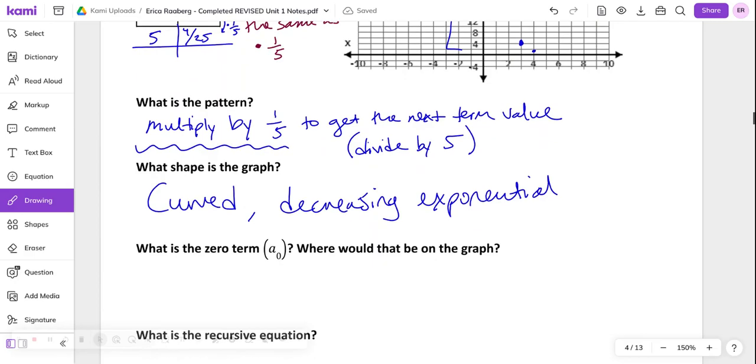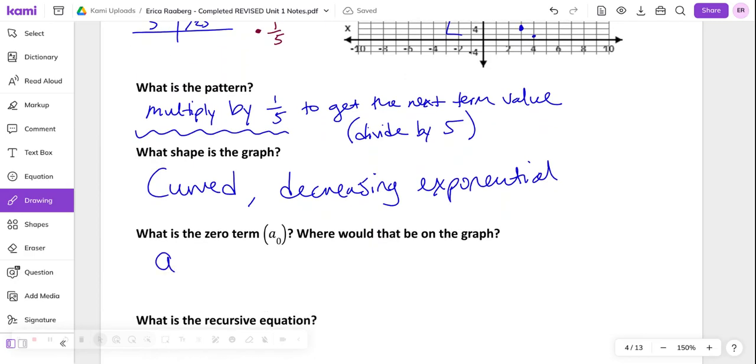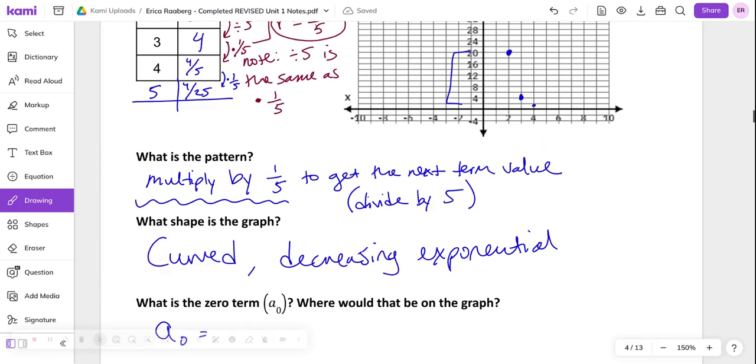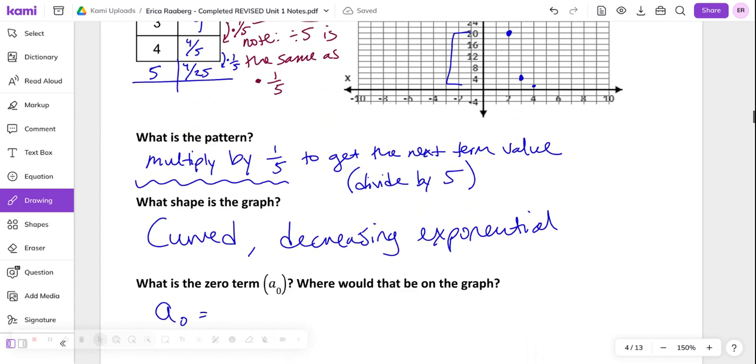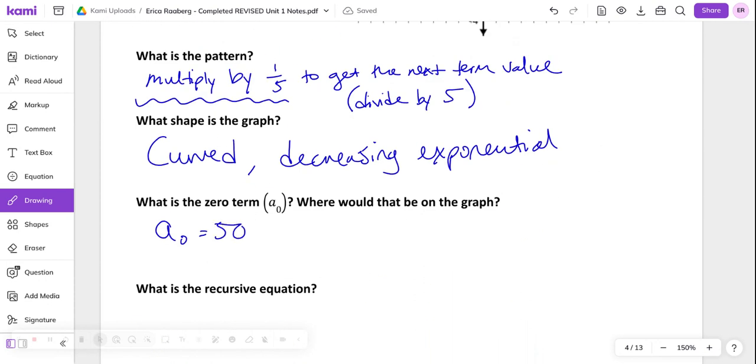And then what is our 0 term? So a sub 0 we figured out at the top by going backwards. A sub 0 was 500. And where would that be on the graph? It would be the y-intercept at the point (0, 500), which definitely will not fit on my page.